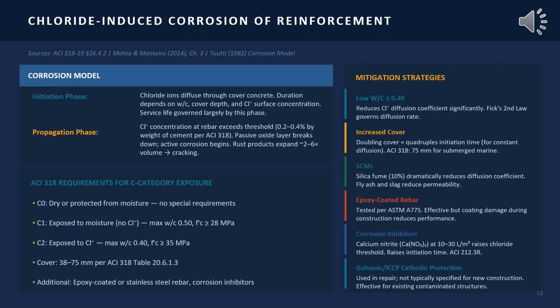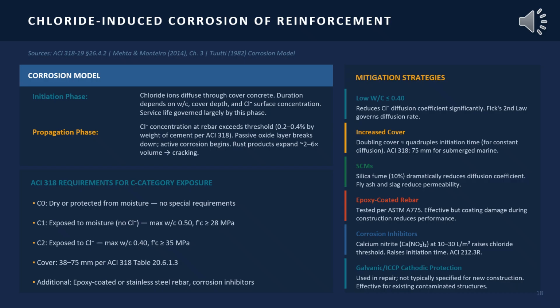Let's discuss the other threat to a durable concrete, which is chloride-induced corrosion of reinforcement. Now, the chloride-induced corrosion of steel reinforcement is the most economically costly form of concrete deterioration worldwide, which is responsible for the majority of bridge rehabilitation expenditures globally. The corrosion model divides the chloride-induced corrosion process into two phases: the initiation phase and the propagation phase.